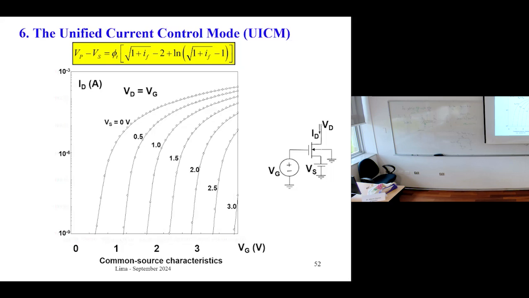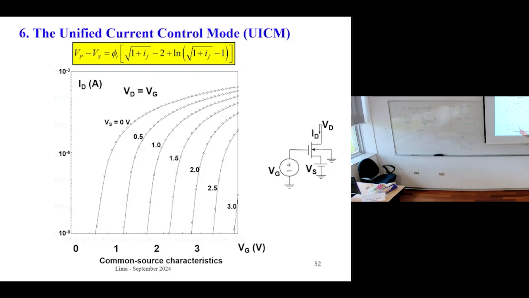Now we have the characteristics for all regions. This is what we call an all-region model, because it fits well the exponential region, the quadratic region, or something in the middle, which is the moderate inversion region. Around this knee, there's a kind of knee. So this is the moderate region. It is very fuzzy, it's not clear. But here you need the two terms of the PCM or the UICM.